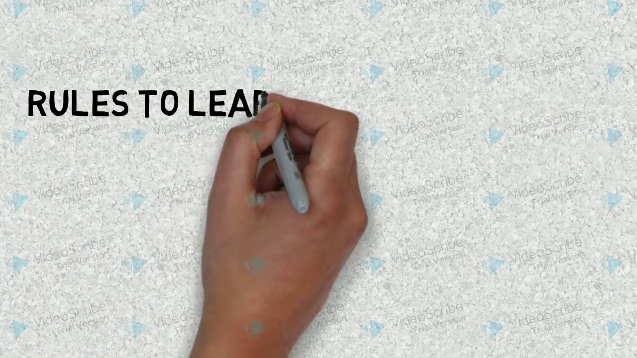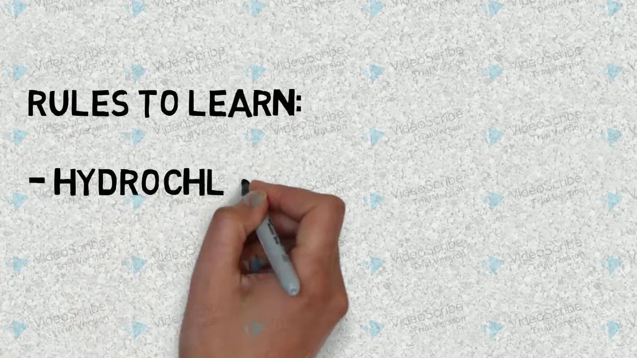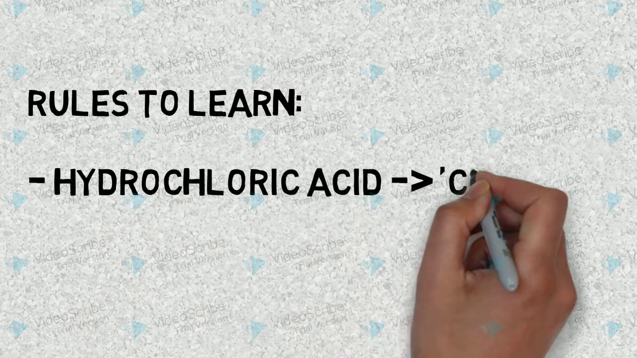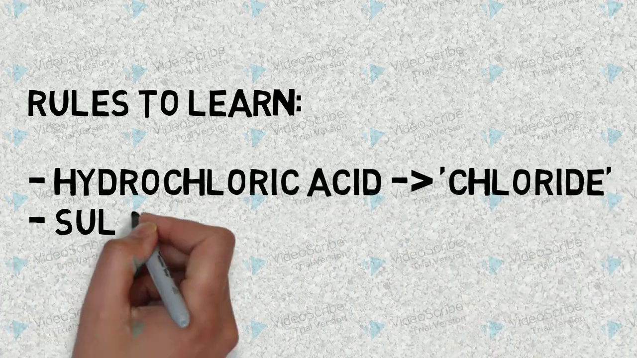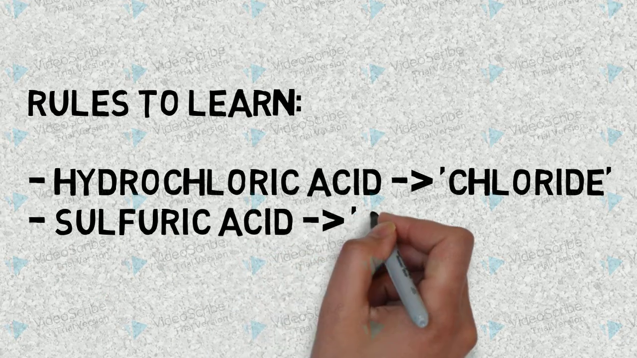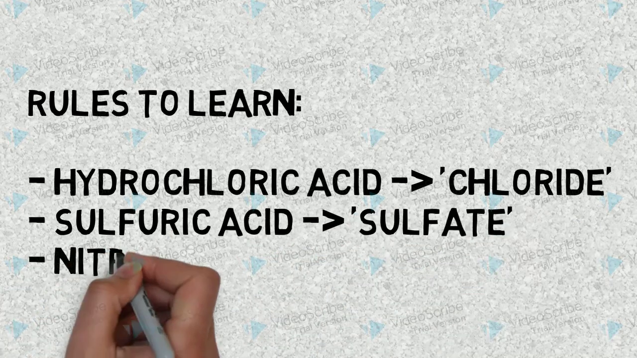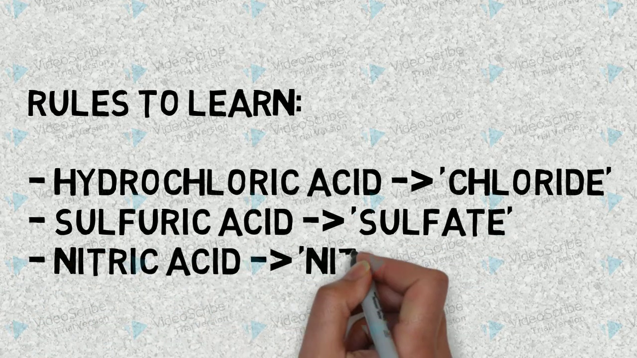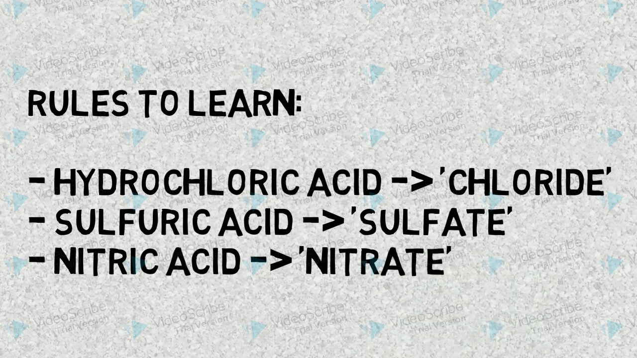There are some key rules to learn about naming salts. Hydrochloric acid always makes a salt that ends with the word chloride. Sulfuric acid always makes a salt that ends with the word sulfate. And nitric acid always makes a salt that ends with the word nitrate.